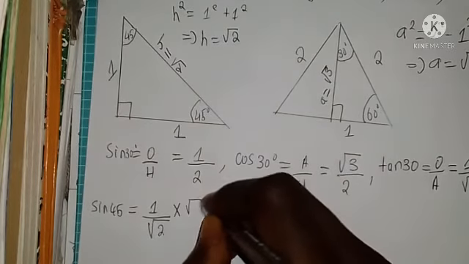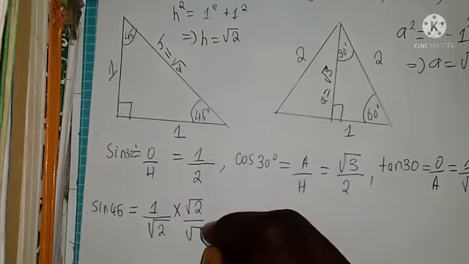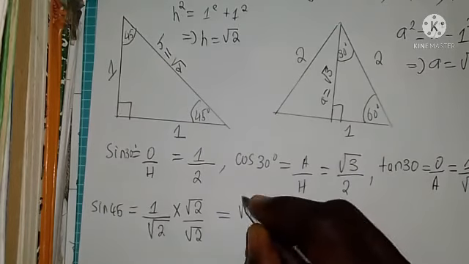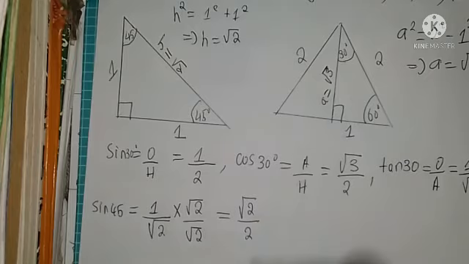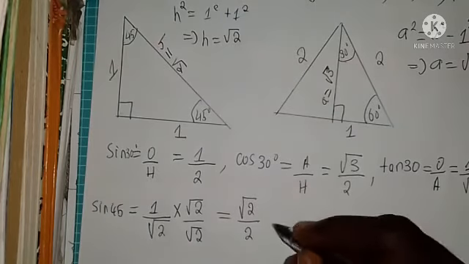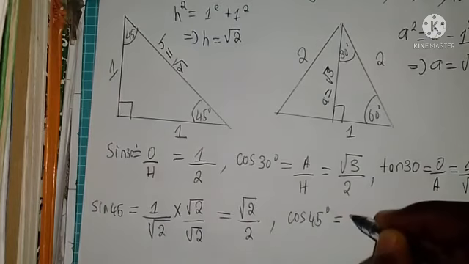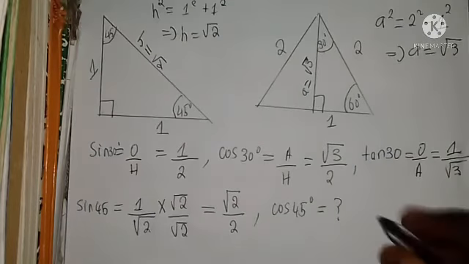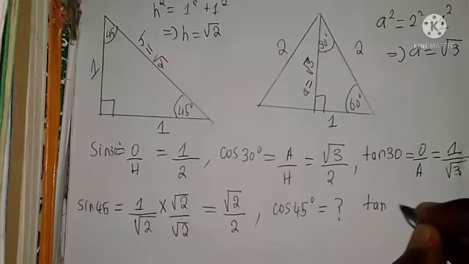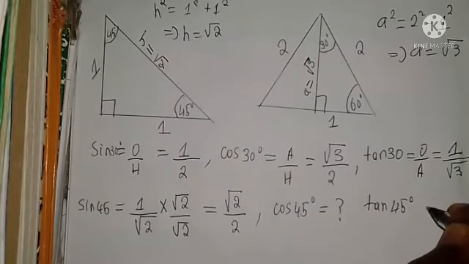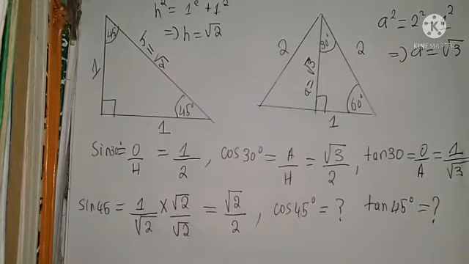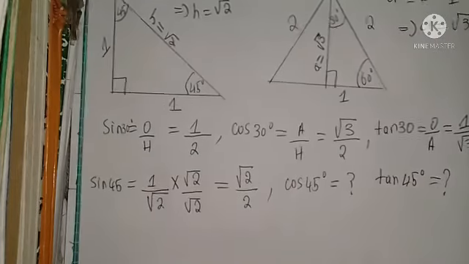So I would like to rationalize my answer here. What I will do is multiply both sides by root 2. So I will have root 2 over 2. Okay. So I will leave cos 45 degrees to you as homework, and post your answers in the comment section, please. Cos 45 is equal to a question mark. So that's going to be homework.